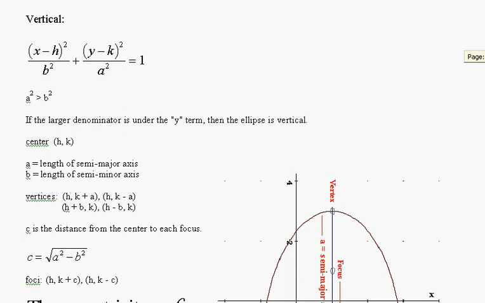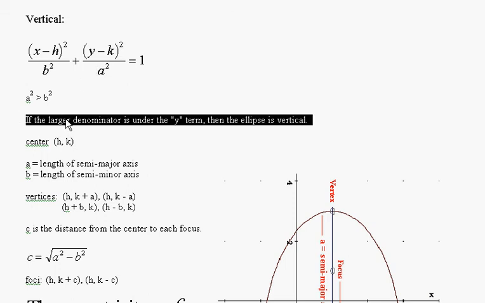All right, let's take a look at vertical. Vertical, there are very much similarities. And again, let me bring your attention to the fact that A squared is larger than B squared. So what makes this the equation of a vertical ellipse is this fact right here that a squared, the largest denominator, is under y. If the larger denominator is under y, y-axis goes up and down, your ellipse should be stretched up and down.